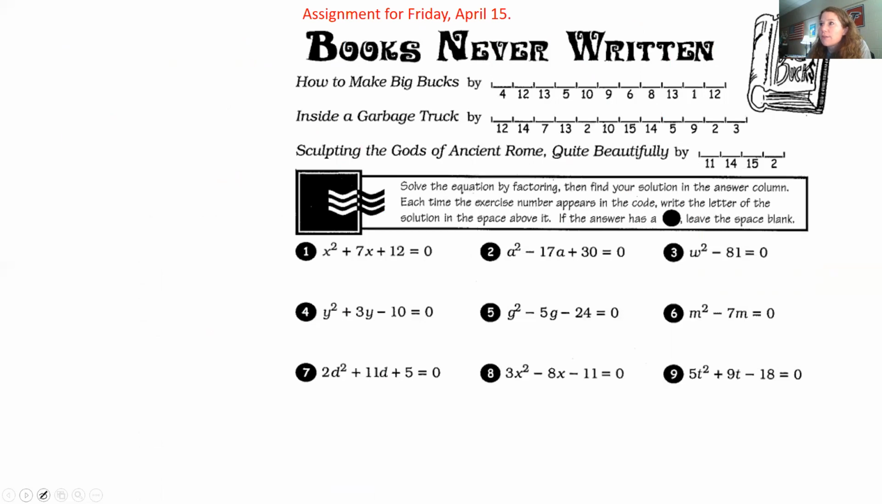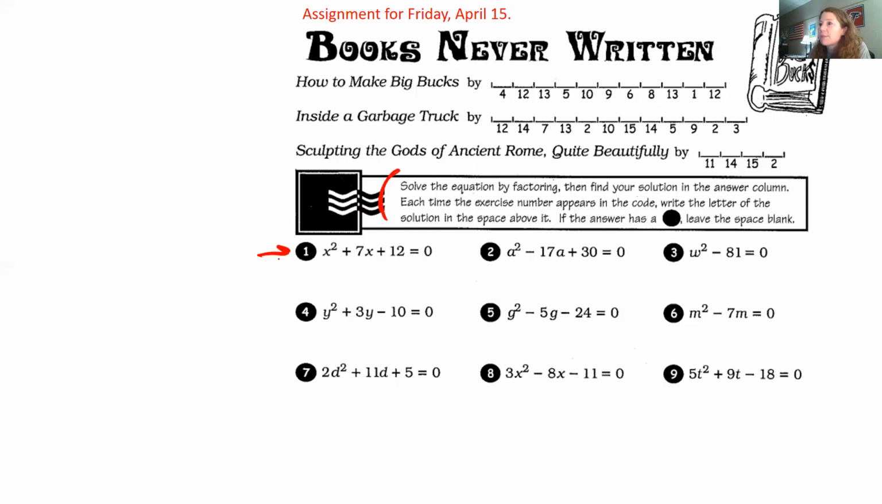All right, so this is going to be your assignment for Friday, April 15th. I know you guys love my jokes. They're so funny. So you're going to follow these directions right here. You're going to solve by factoring, then find your solution in the answer column. Each time the exercise number appears in the code, write the number of the solution in the space provided. If the answer has a darkened circle, leave the space blank.